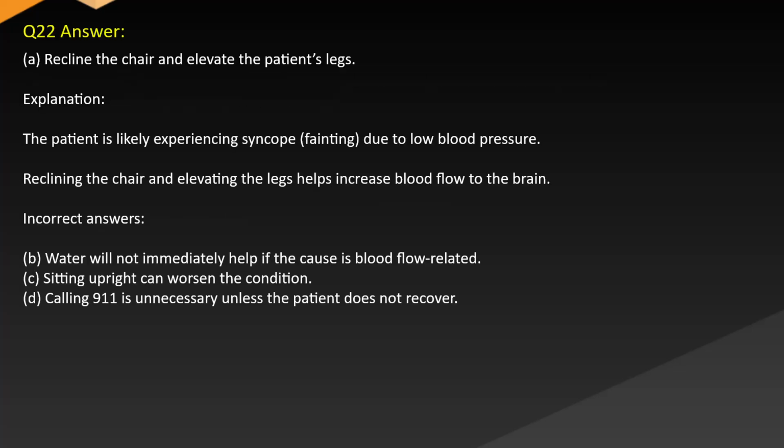Answer. A. Recline the chair and elevate the patient's legs. Explanation. The patient is likely experiencing syncope, fainting, due to low blood pressure. Reclining the chair and elevating the legs helps to increase blood flow to the brain. Incorrect answers. B. Water will not immediately help if the cause is blood flow related. C. Sitting upright can worsen the condition. D. Calling 911 is unnecessary unless the patient does not recover.